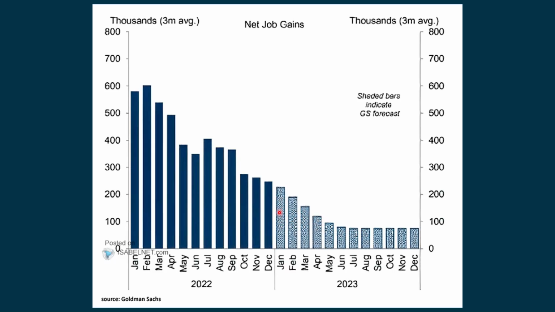We had a really strong jobs report in January, which is not reflected. We had a really strong employment situation report on February 3rd, which is not reflected in this chart, but this is suggesting that there will be a decrease in the net job gains, and they're projecting out pretty much flat for the rest of 2023.